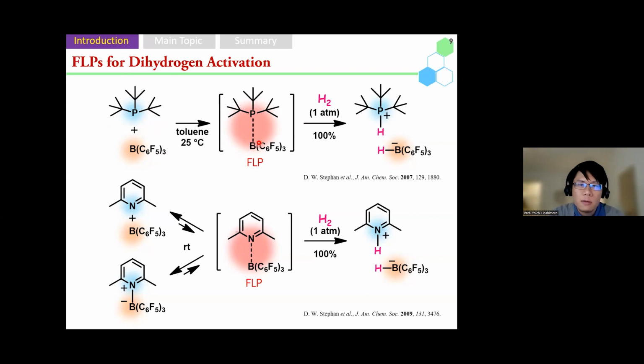As mentioned, we cannot isolate and store this FLP because it tends to easily decompose by nucleophilic addition of this phosphine to the para carbon in BCF. In other cases, reported by Stephan, mixing 2,6-lutidine and BCF gave an equilibrium mixture of these species. And this FLP can activate H2, but again, FLP species cannot be isolated, and in addition, it is difficult to control interconversion between these species.